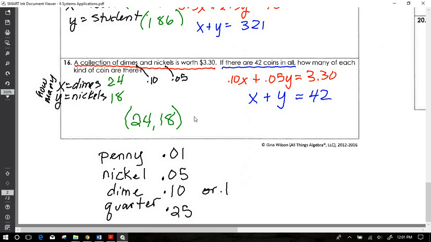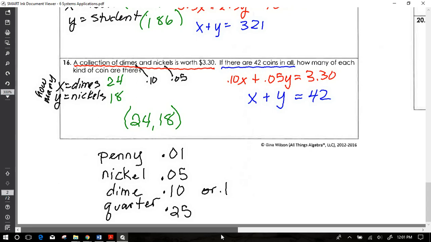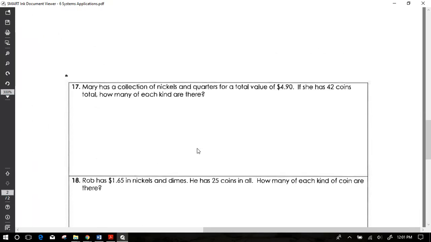So let's go take a look at 17 and 18. Okay, and all I'm going to do is fill in what we need to know. So we need to know, again, the value of a nickel is 5 cents. The value of a quarter is 0.25, 25 cents. Okay, nickels, again, 0.05, dimes, 0.10. And that is all that I'm going to give you for these last four.